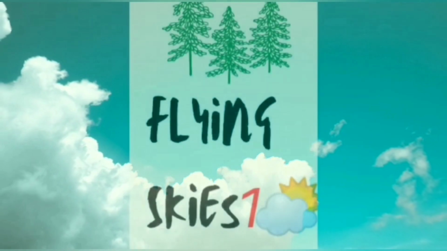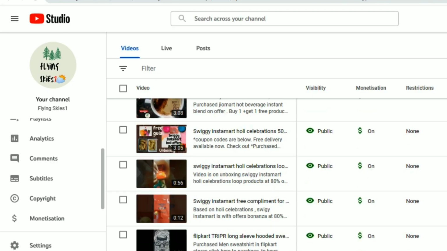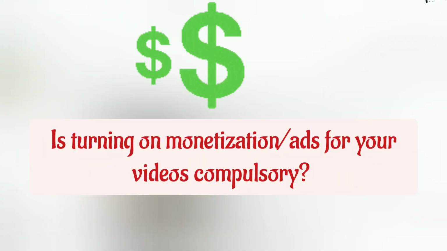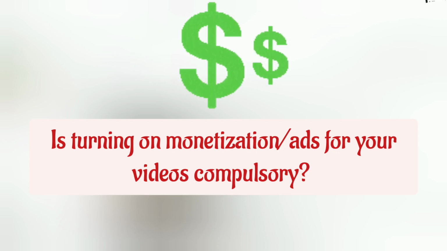Yes, today we'll see how to turn on ads on your YouTube videos. After monetization, this is a compulsory step if you want to earn money through ads. Now YouTube will take 45% of this revenue and gives you 55% of revenue that comes from ads which are run on your YouTube videos.